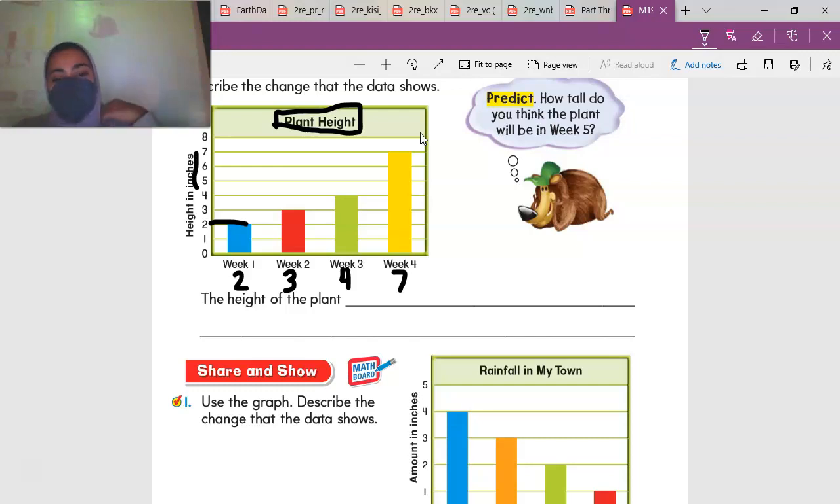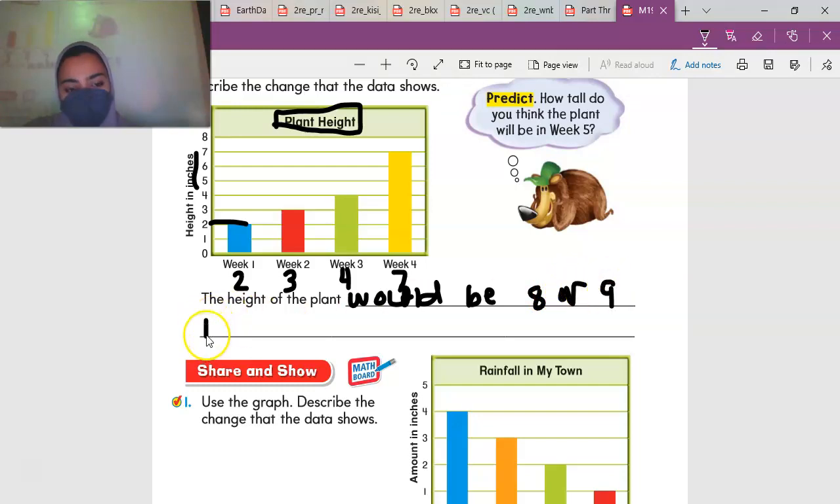The reason 10 would not be a good answer is because the plant grows about 1 or 2 inches every week. It doesn't grow 3, 4, 10 inches a week. Okay? So the height of the plant would be, what did we say? 8 or 9 inches in week 5.